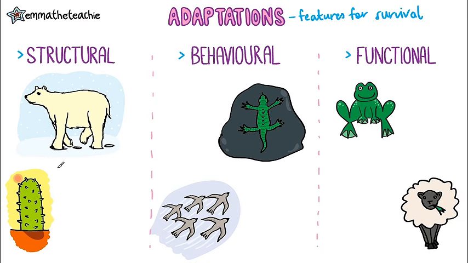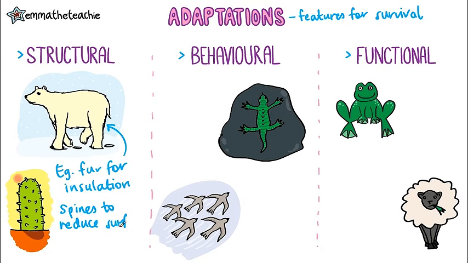Structural adaptations are physical characteristics. For example, polar bears have fur to insulate them in a cold environment. Another example is that cacti have spines instead of leaves, to reduce the surface area so less water is lost in a hot and dry desert environment.